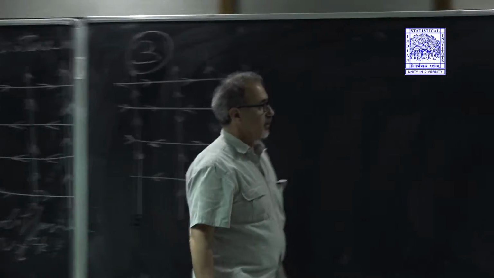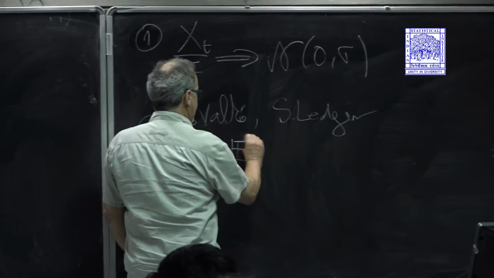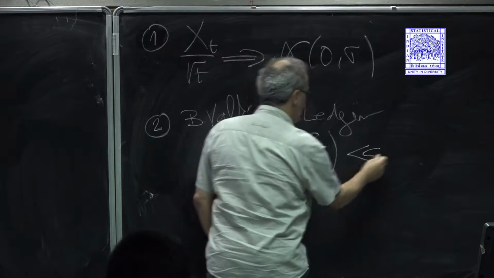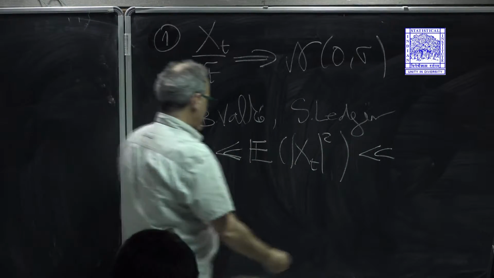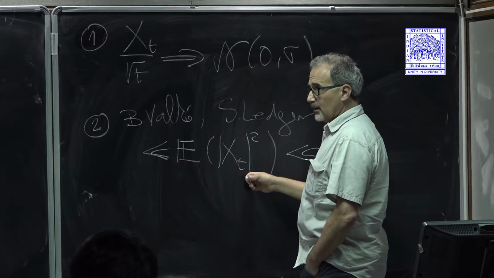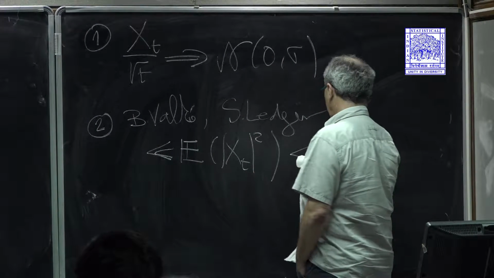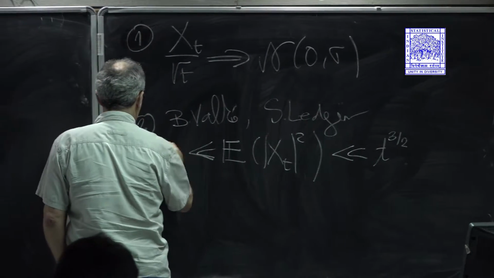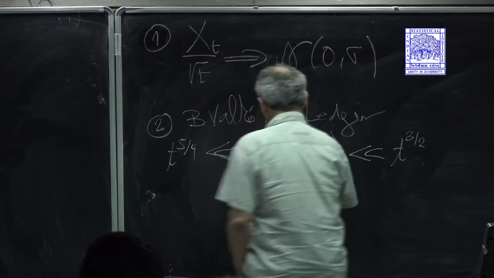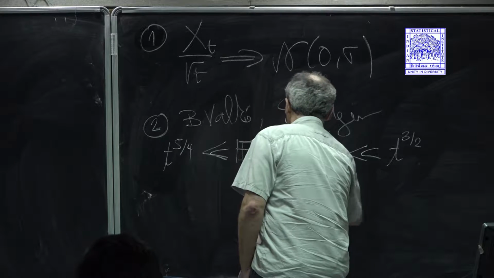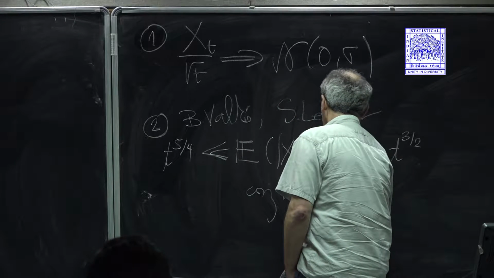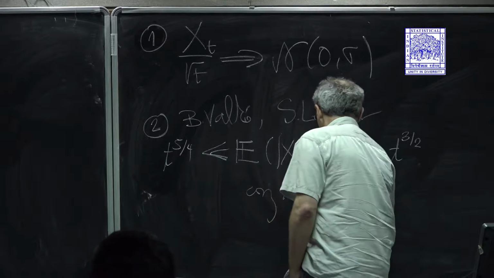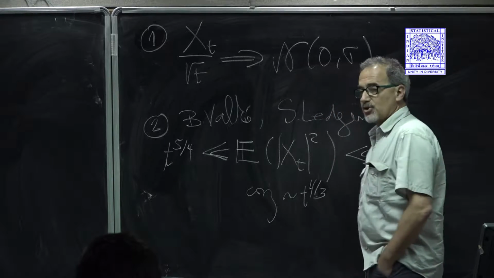The lower bound is the more interesting one. Take the expected value of xt squared, and we prove that it is at least t to the 3/2, and at most t to the 5/4, and the expected, conjectured behavior would be t to the 4/3. No limit theorem, just lower and upper bounds.